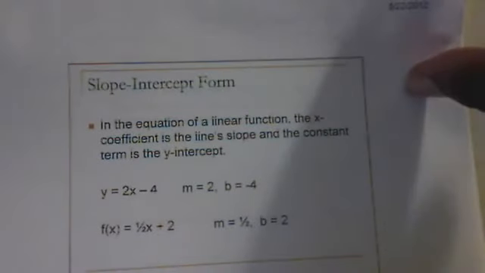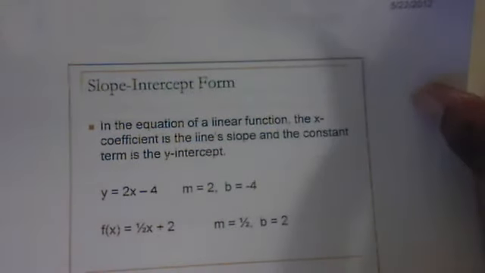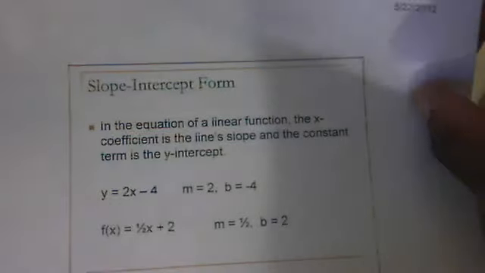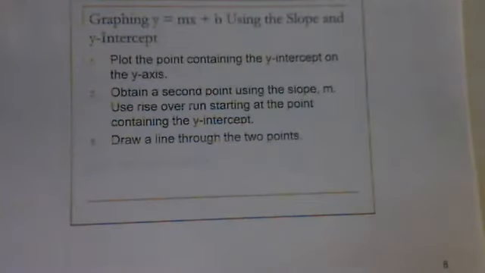Okay, so as you can see, both of these are in slope-intercept form, and those equations have to be written in slope-intercept form before you can identify the slope and the y-intercept. And we can graph a linear equation that's in slope-intercept form by just using the slope and the y-intercept, and it's just 3 steps. Number 1, you want to plot the point containing the y-intercept on the y-axis. Then number 2, obtain a second point using the slope, which is m, and then you're going to use the concept of rise over run, starting at the point containing the y-intercept. And then the third step is to draw the line through those 2 points.